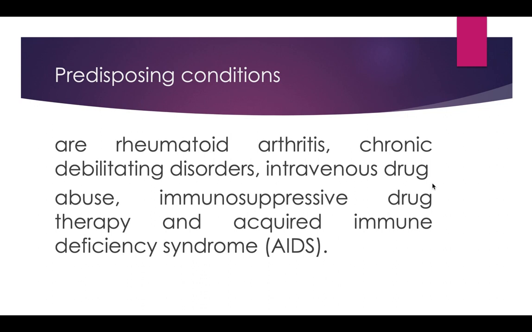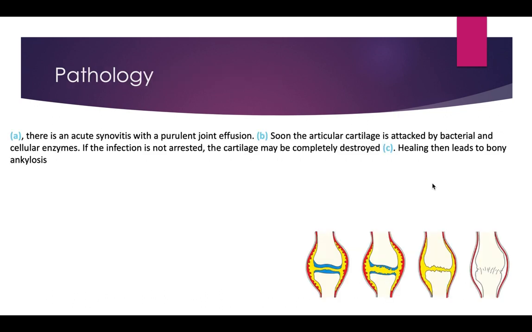Predisposing conditions are the same; all point to either poor blood supply or low immunity, such as rheumatoid arthritis, chronic debilitating disorders, intravenous drugs, immune suppression, AIDS, etc. In pathology, there is acute synovitis with purulent joint effusion.